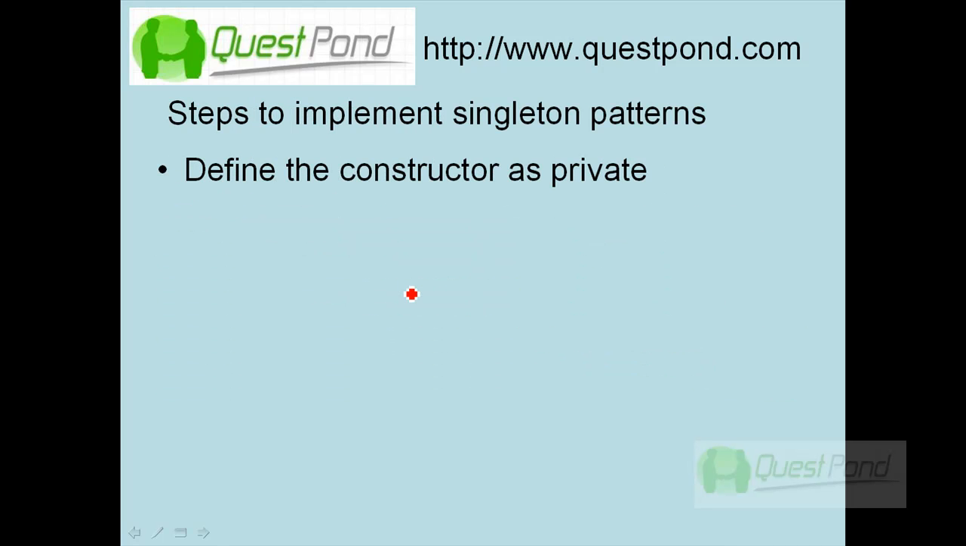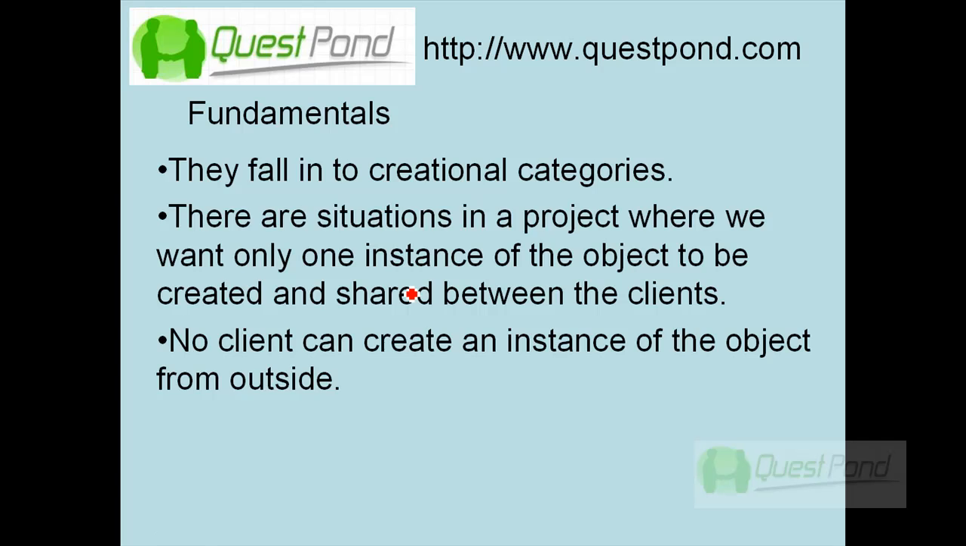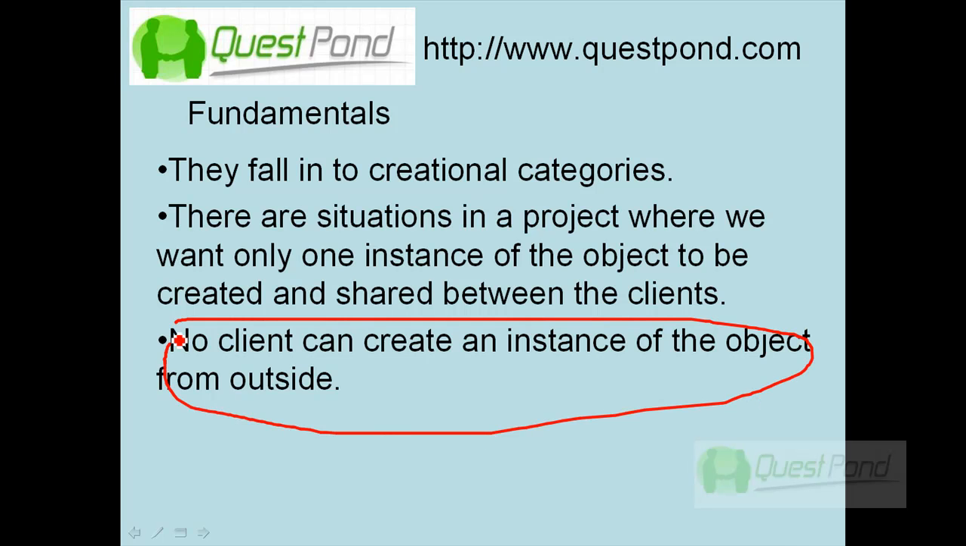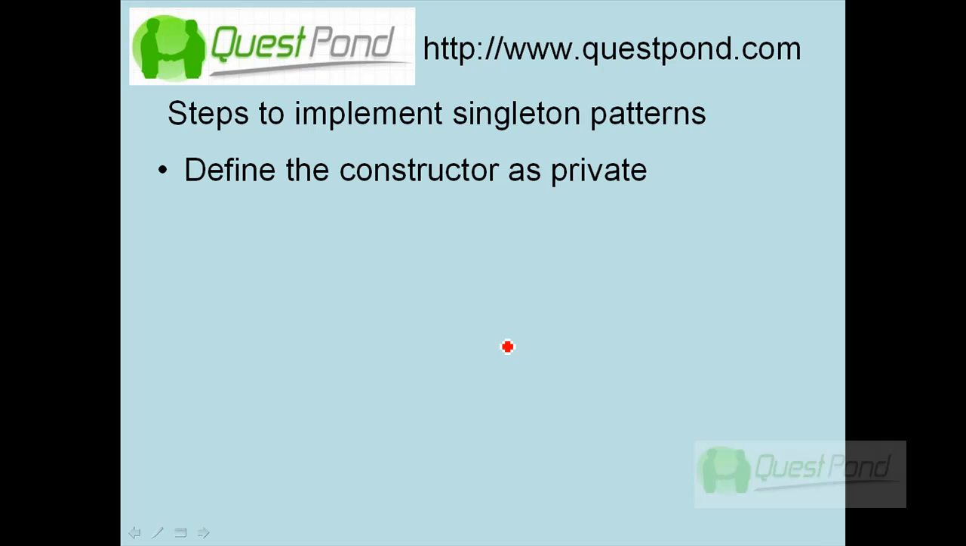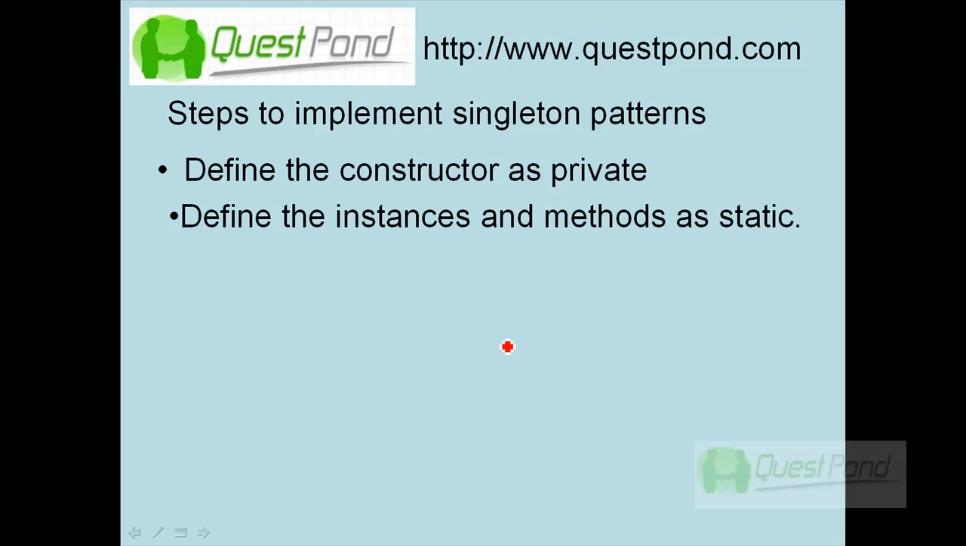So, the steps to implement the Singleton pattern: first, define the constructor as private, because once you define the constructor as private, you cannot create the object. So we meet one of the conditions we described first, that we should not be able to create an instance of the object from outside. That is implemented by defining the constructor as private. So first step, define the constructor as private so that clients cannot create an object of it.